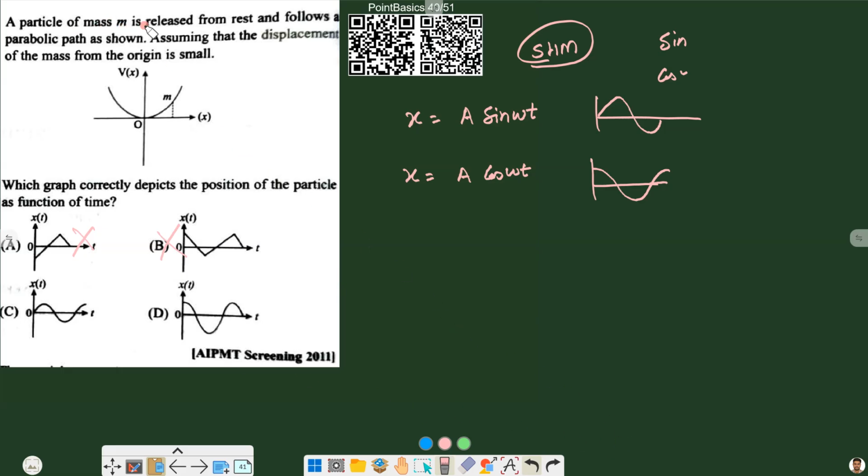Now, as mentioned, the particle of mass is released from rest and follows a parabolic path. So initially, in the starting, the particle was at this position. So from the origin it already had some displacement, or we can say at t equal to 0, the particle was at, you can say, maximum position, and that is represented by a cosine curve, because at time equal to 0 only the cosine curve gives us displacement from the mean position that is maximum. So C does not match, only option D matches, so option D will be the right answer.